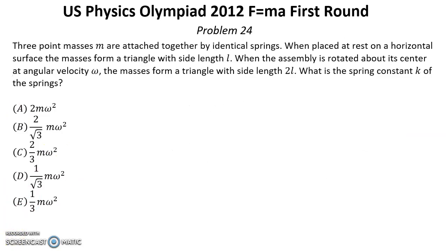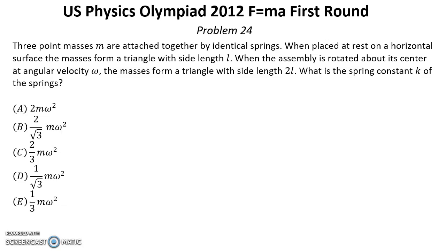Problem 24. Three point masses M are attached together by identical springs. When placed at rest on a horizontal surface, the masses form a triangle with side length L. When the assembly is rotated about its center at angular velocity omega, the masses form a triangle with side length 2L. What is the spring constant K of the springs?